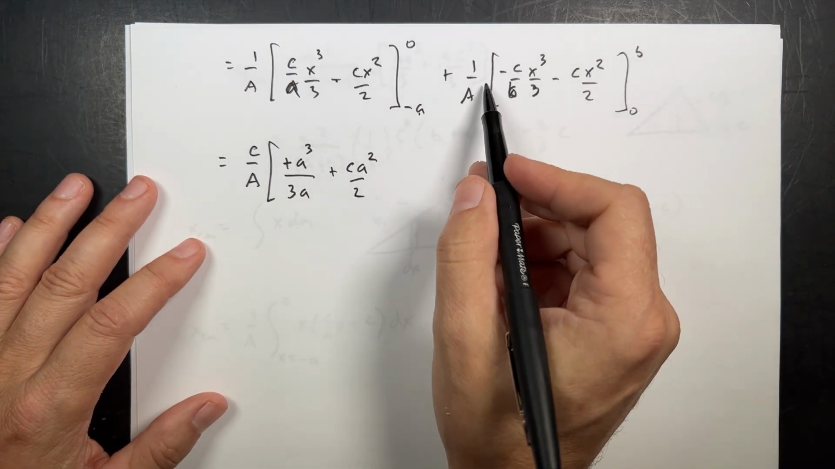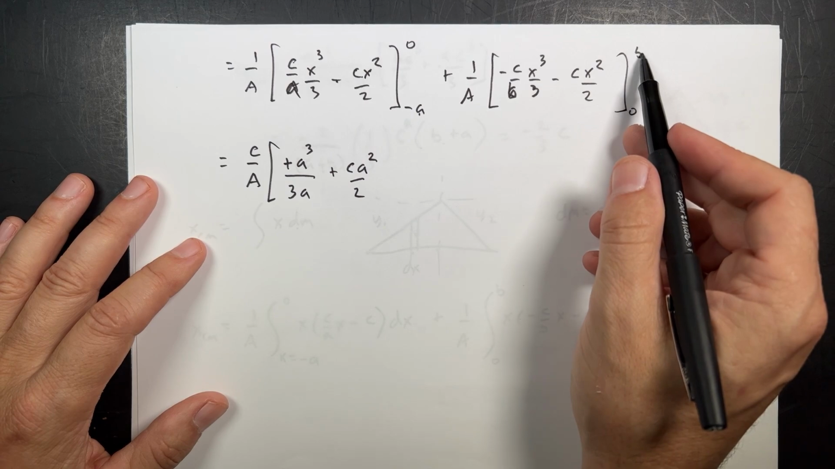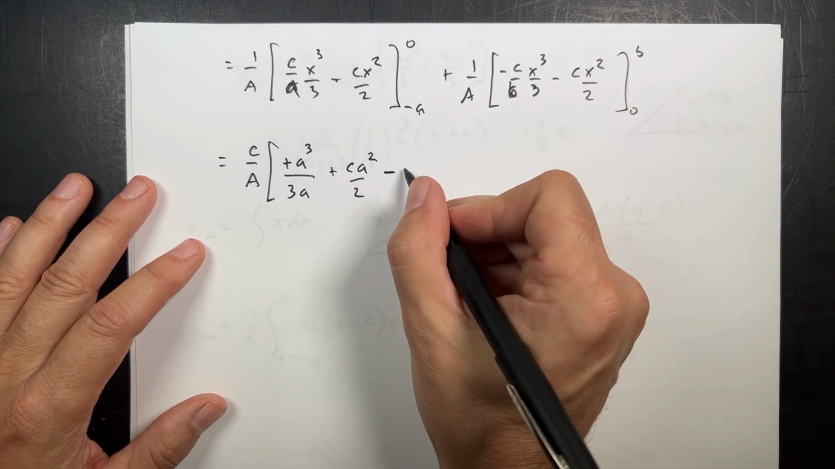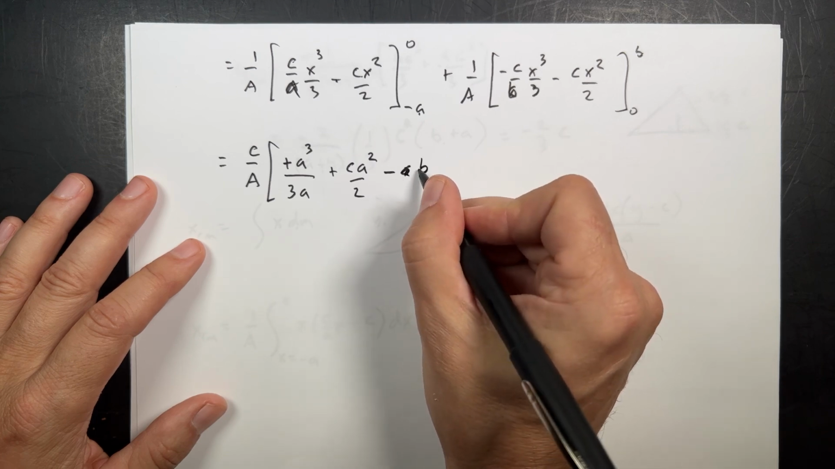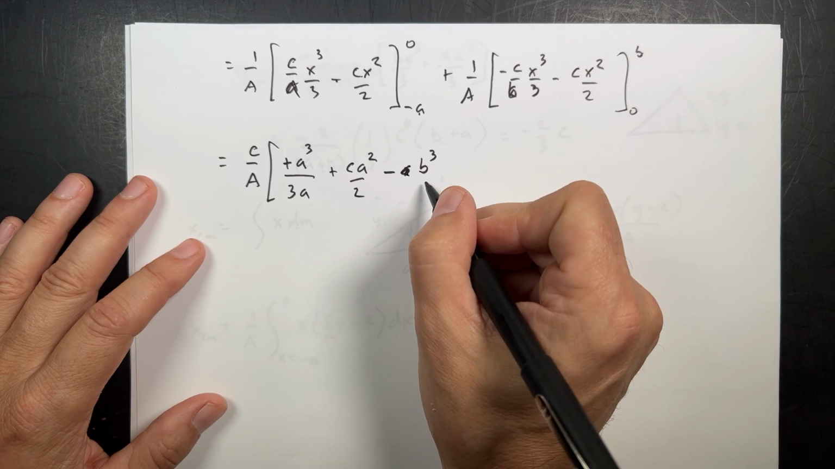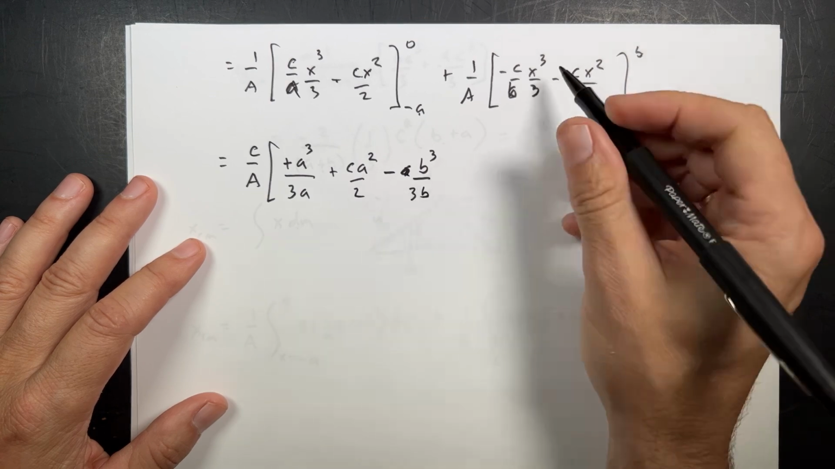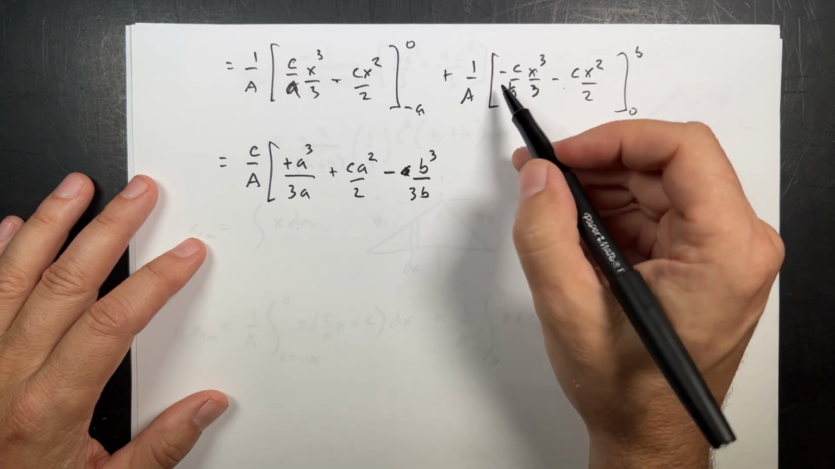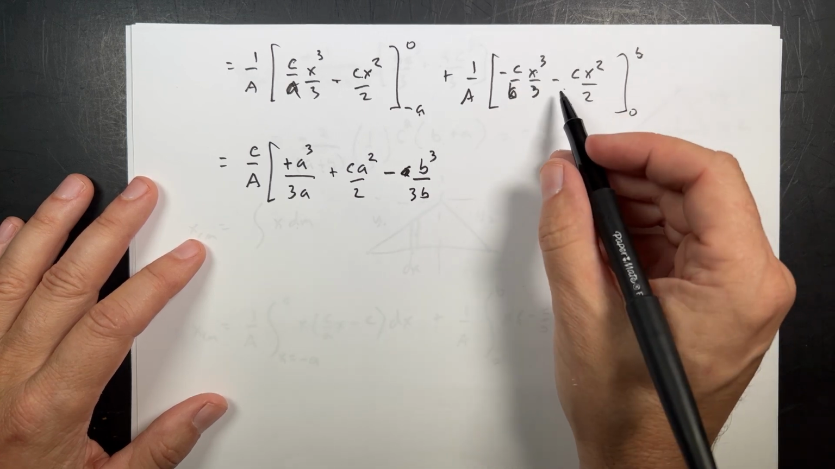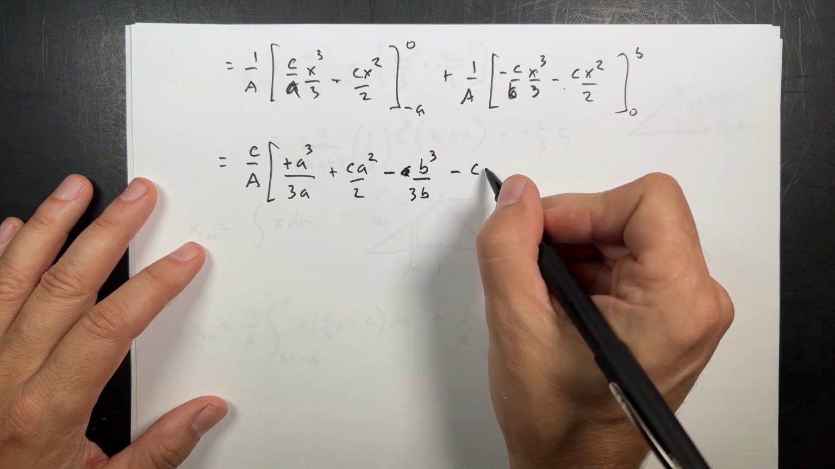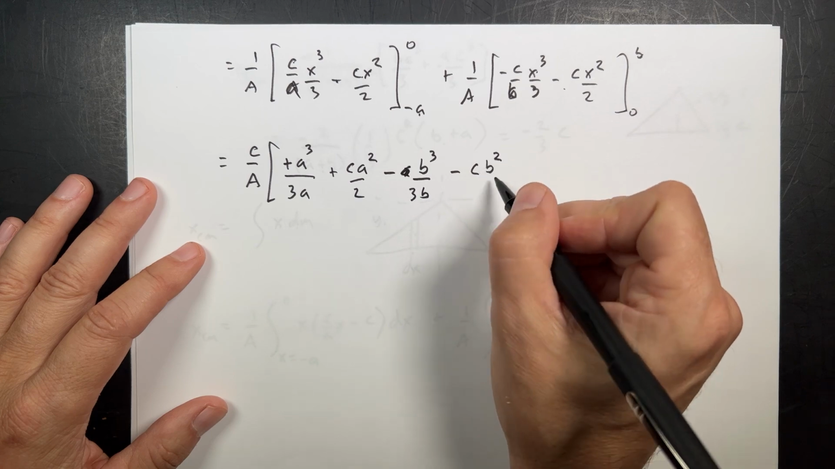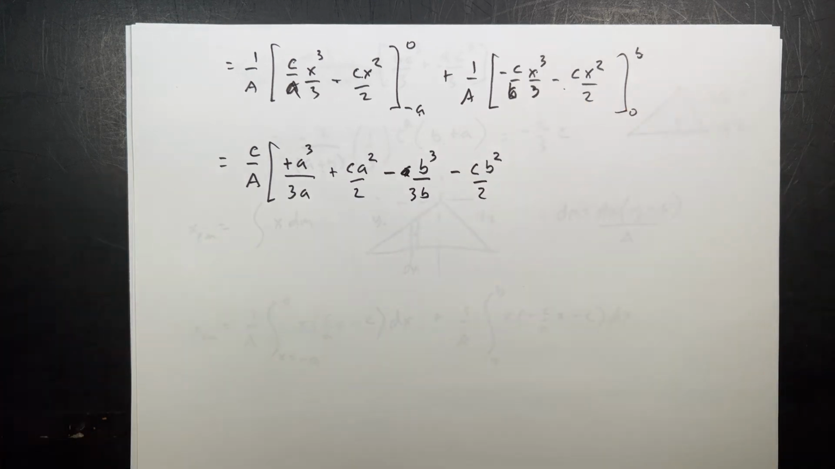And now for this one, I put in b, so I factor out the c, b cubed over 3b, right? And then I have this one, which is minus c b squared over 2, and then I put in the zeros, and that's fine.